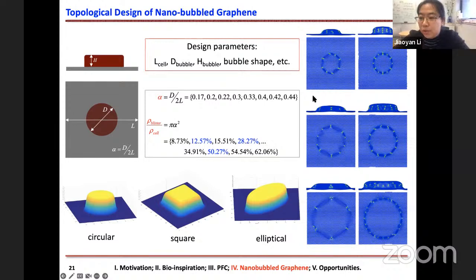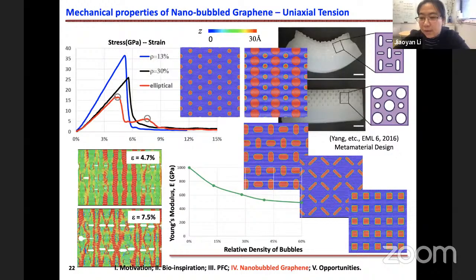Here we choose 3 representative samples with bubble diameters of 1 nanometer, 3 nanometer, and 5 nanometer. For each set, we choose 2 different heights, 1 nanometer and 2 nanometer. We can also design different shapes: circular, square, and elliptical. I can show you some results in the next slide.